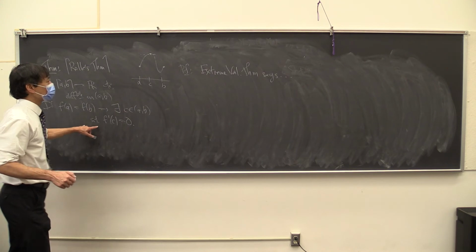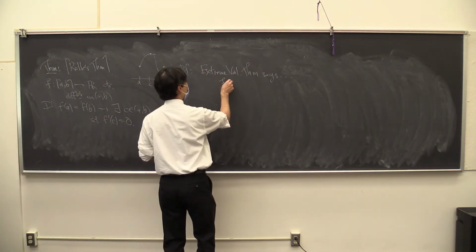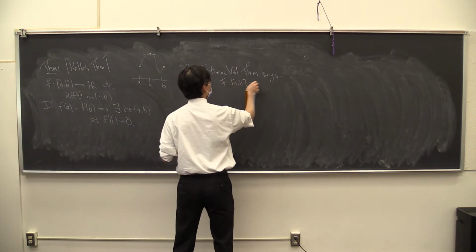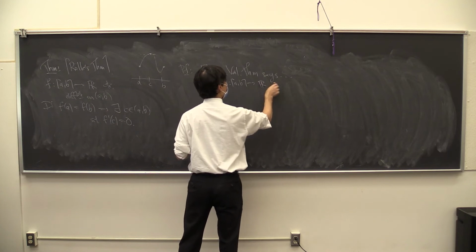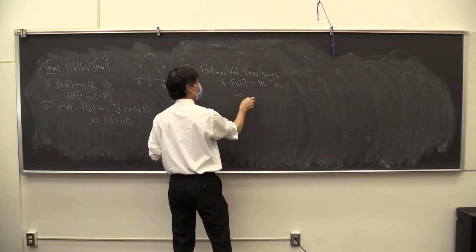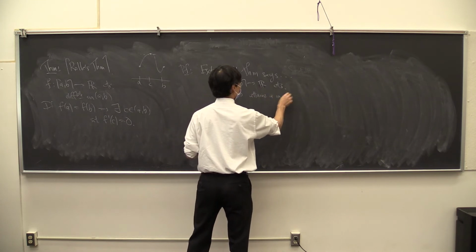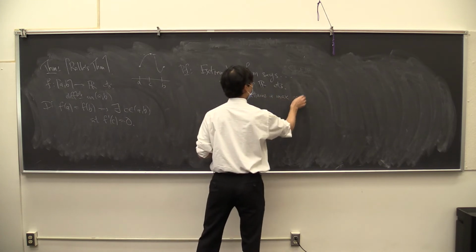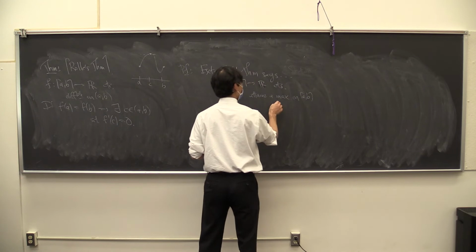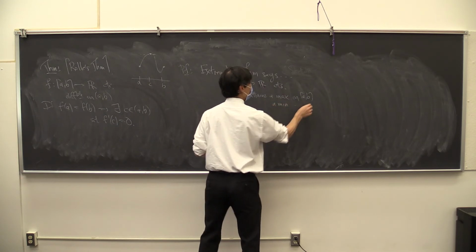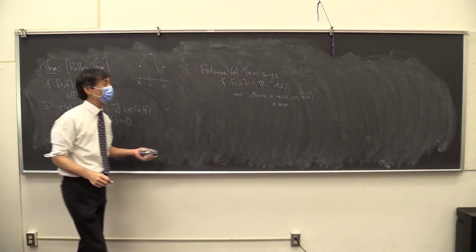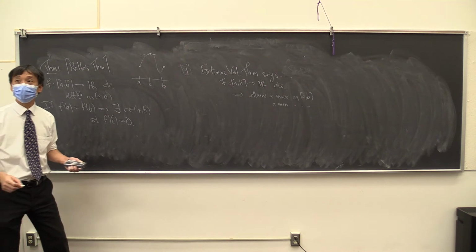That's right, that's right. So it says that if you have a continuous function, if you have a function that's continuous, then it attains a max on AB and attains a min on AB. Right? There's some point where a max is attained and some point where a min is attained.